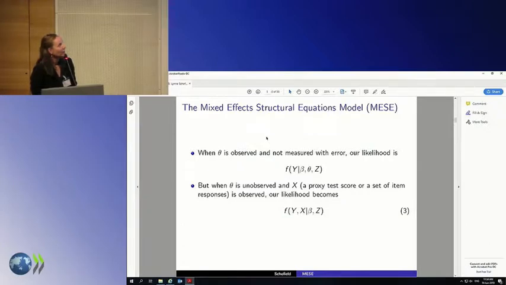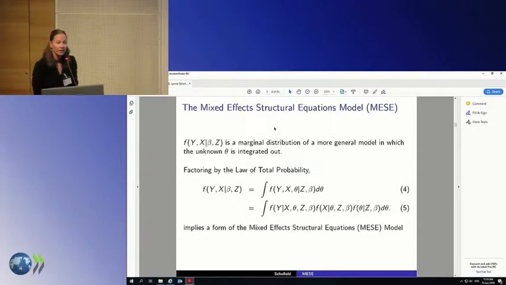Or we can be Bayesian and we can put priors on beta and come up with posterior means, which also have lots of nice properties that we enjoy. When theta is unobserved, though, and what we've observed is not just these outcomes of interest, but we've also observed some either proxy test score or what I'm going to use as a set of item responses, x, then our likelihood becomes a little more complicated. Now it's this joint distribution of y and x together, given beta and z. And since we don't observe theta, it's kind of not in there.